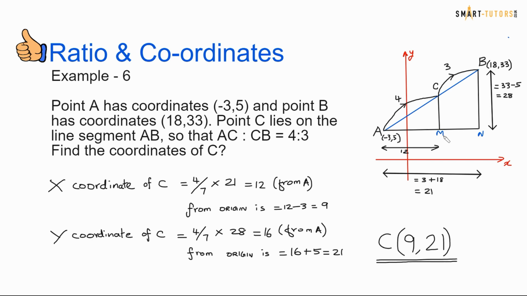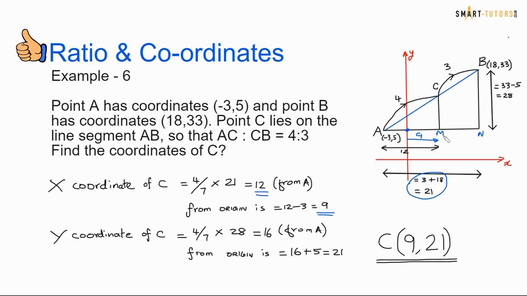So how to find out AN: 18 is the x coordinate, and minus 3 on this side means you need to add the 3 with 18, which is 21. So here is the working for that one. 21 is the full x length. So 4/7 of 21 is 12. So the 12 is from A to M. If you take away the 3, this length is going to be 9. So from the origin, the x coordinate is 9.